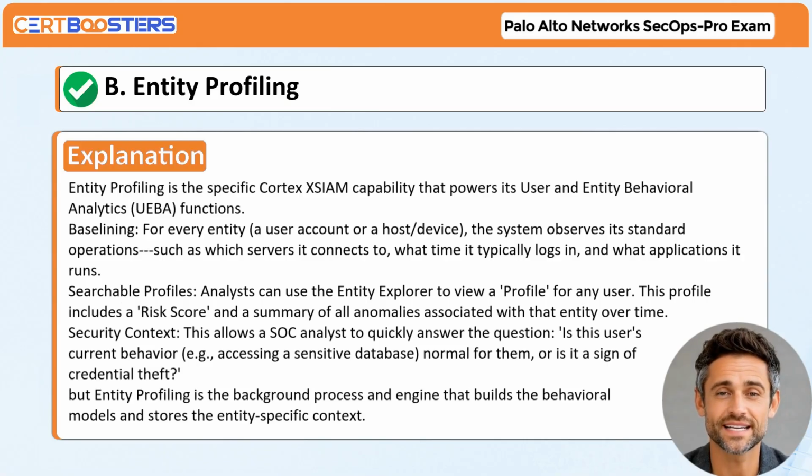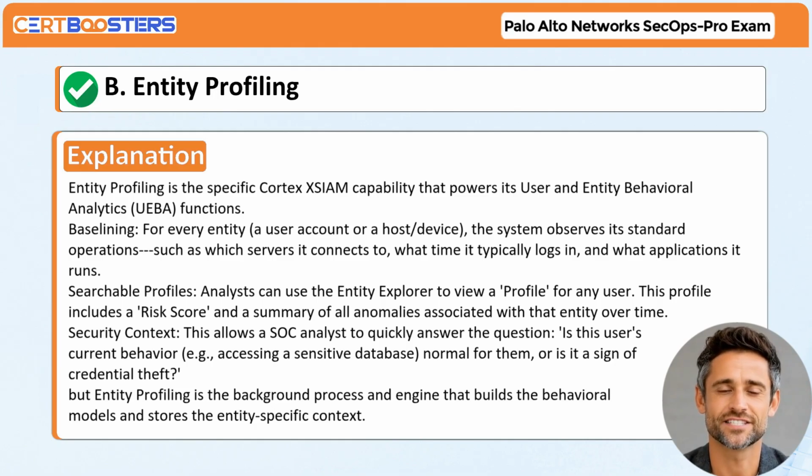Explanation. Entity profiling is the specific Cortex XSIAM capability that powers its user and entity behavioral analytics (UEBA) functions. Baselining: for every entity, a user account or a host/device, the system observes its standard operations, such as which servers it connects to, what time it typically logs in, and what applications it runs. Searchable profiles: analysts can use the Entity Explorer to view a profile for any user. This profile includes a risk score and a summary of all anomalies associated with that entity over time.